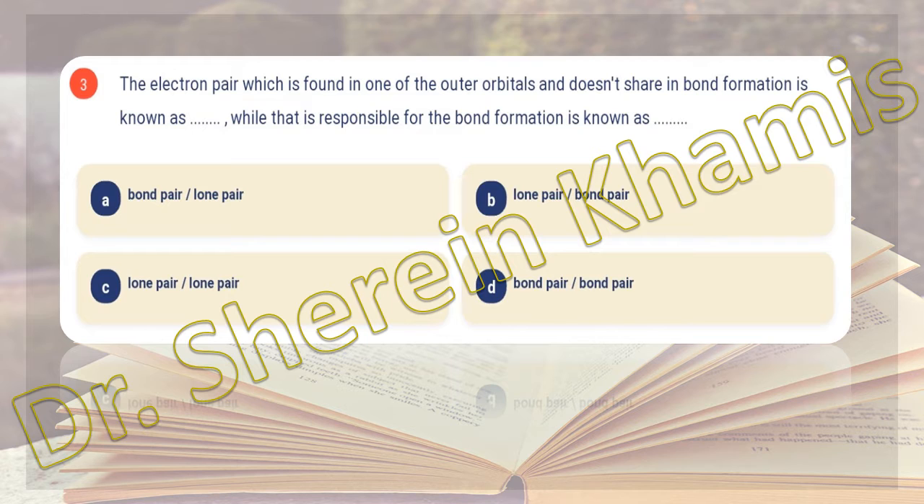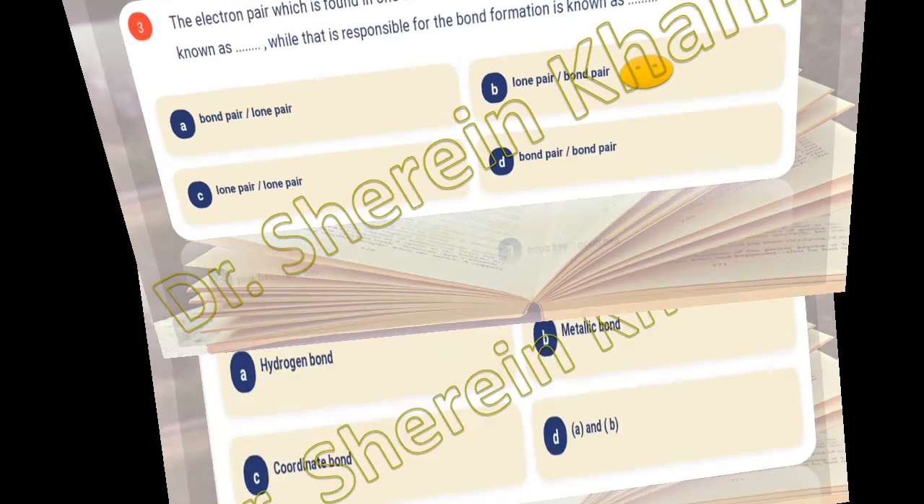Try to understand the definitions and read the sentence correctly. So the right answer is first lone pair and second bond pair, which is letter B. I think it's an easy question, and you have to understand every word to solve all the choices that we have. Okay, let's go to question 4.